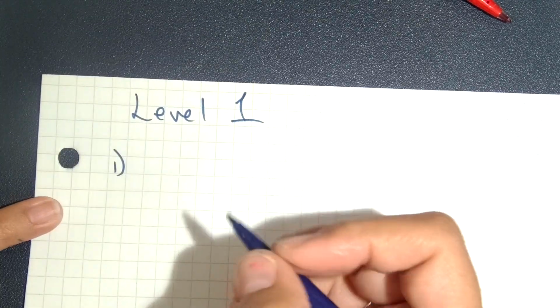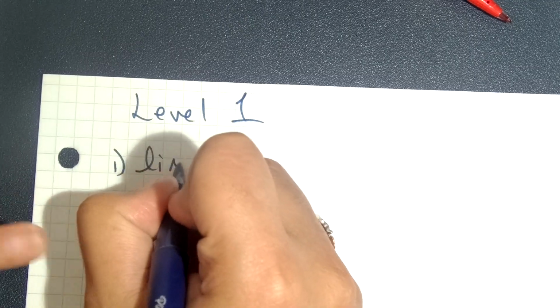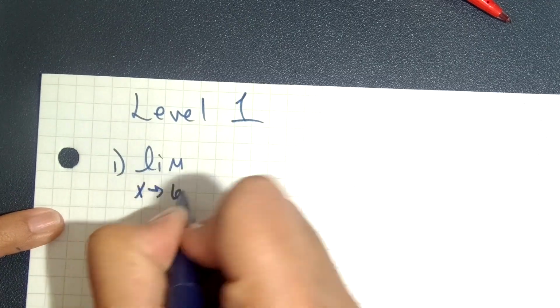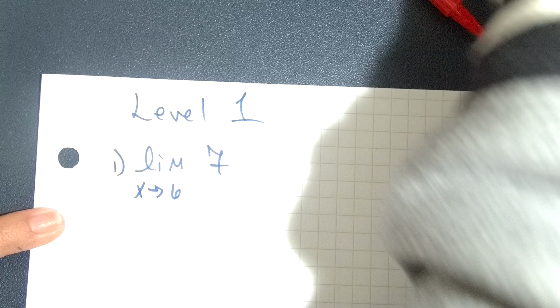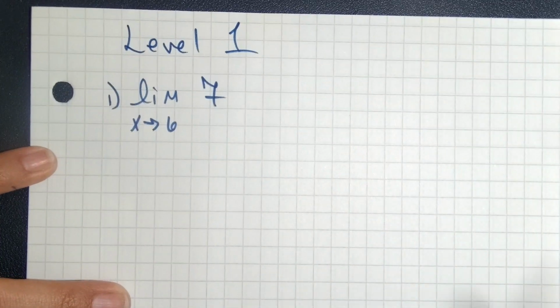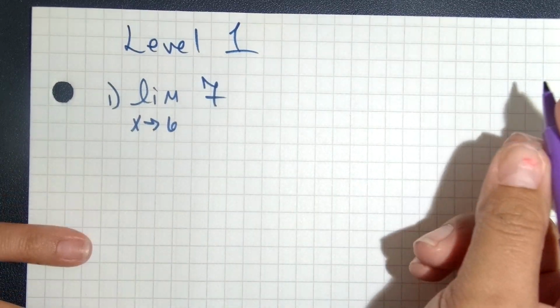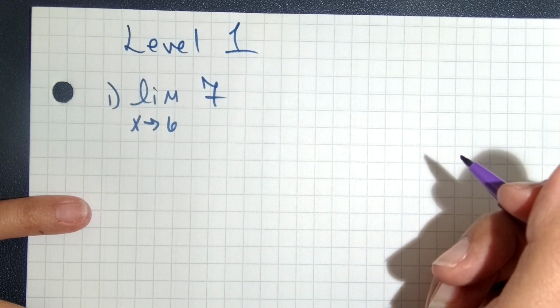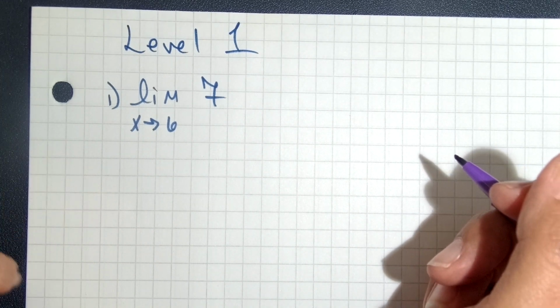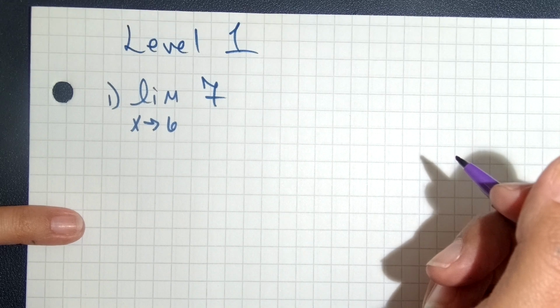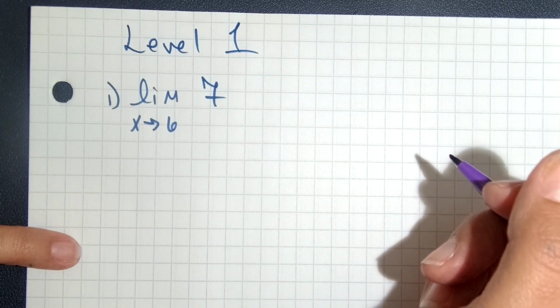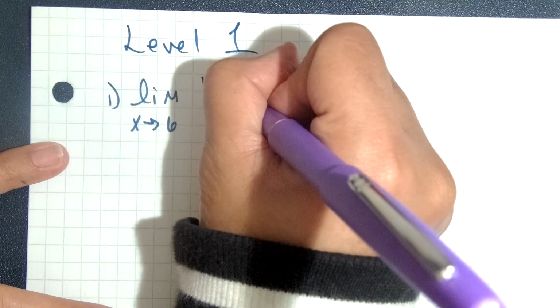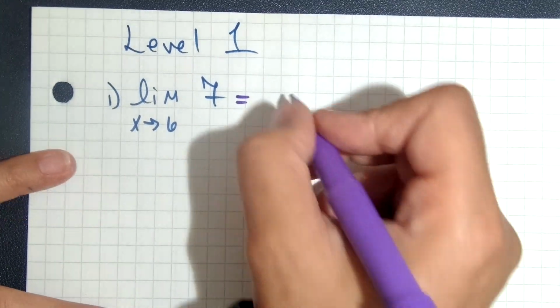So if we look at number 1, we have the limit as x approaches 6 of 7. What rule is this? Starts with a C. Constant rule, which means that then this is going to be what? 7.